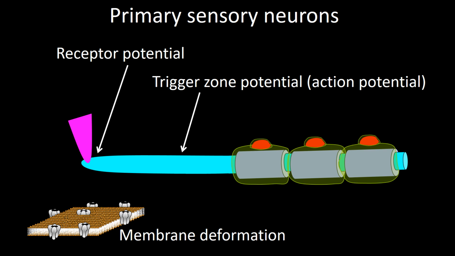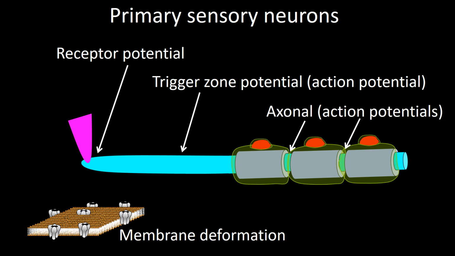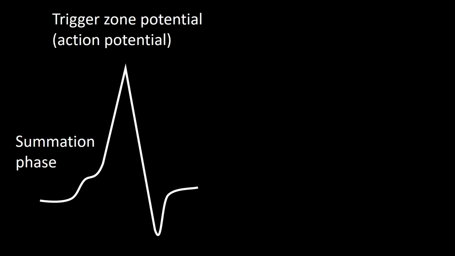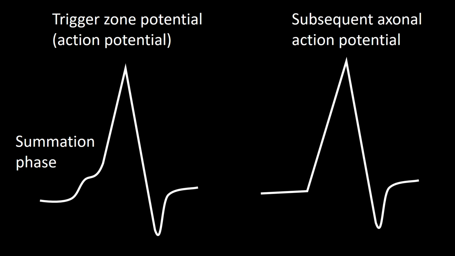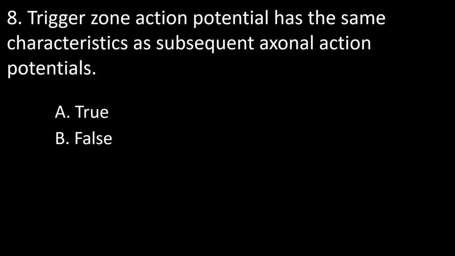This trigger zone potential will provoke an electrotonic potential that will travel to the first node of Ranvier and generate, by simultaneous altering of the membrane potential of the node of Ranvier, an axonal action potential. Hence, trigger zone action potentials have a graded rise because they are influenced by stimulus and receptor potentials, whereas axonal action potentials have a steep rise because all membrane depolarizes simultaneously. So the answer to this question is B.